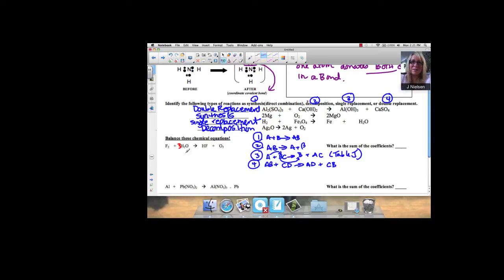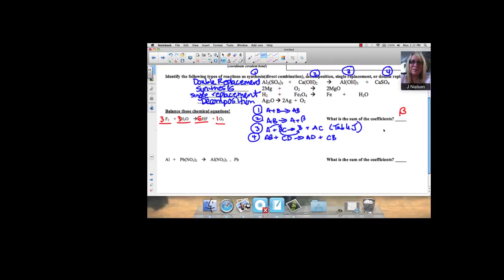I'm good. 3 times 2 is 6 H's. So I need 6 H's. So I'm going to put a 6 here. That means I need 6 F's. 6 F's. So if I put a 3 here, that gives me 3 times 2 is 6. So I have 3F2 plus 3H2O yields 6HF plus O3. What is the sum of the coefficients? Don't forget that this is an unspoken 1 here. 6, 7, 10, 13 is the sum of the coefficients. 13.